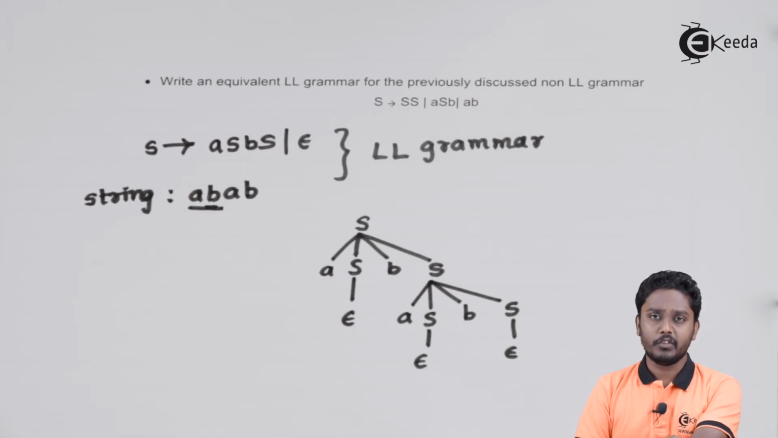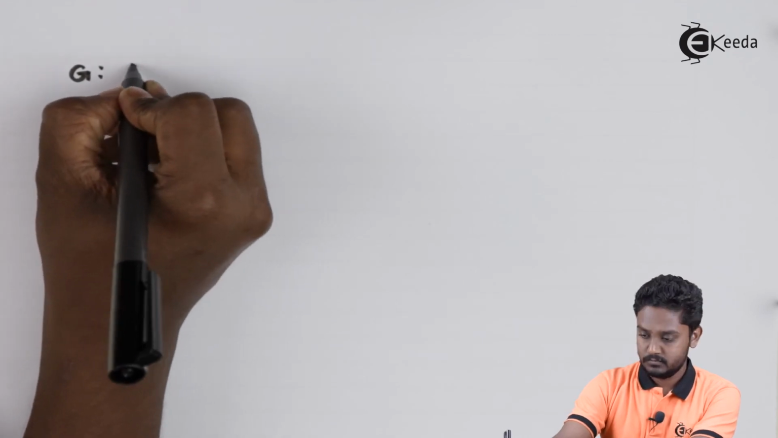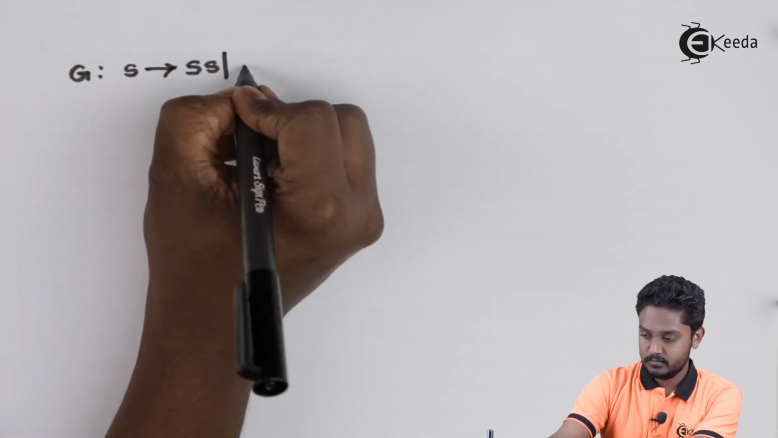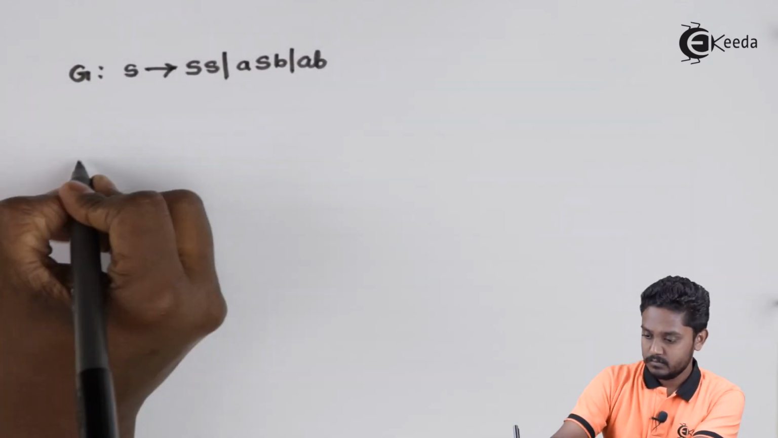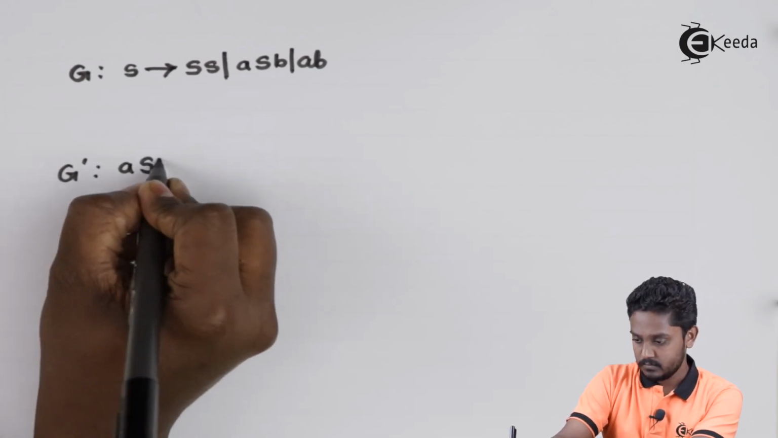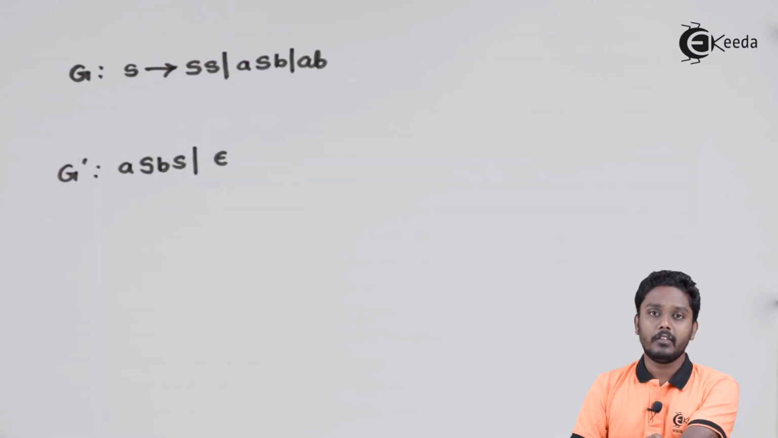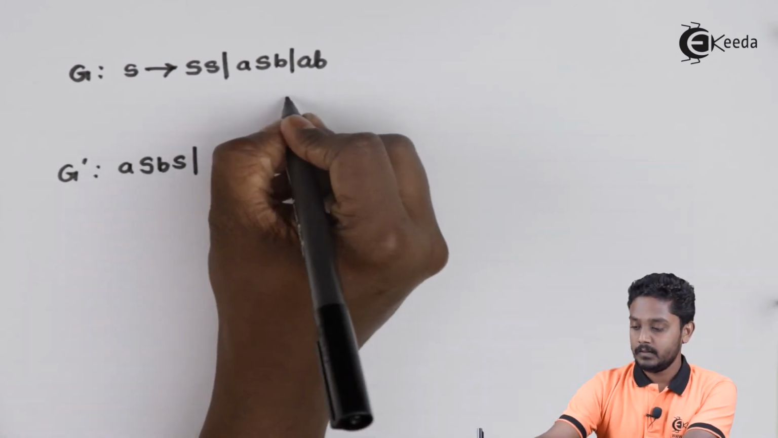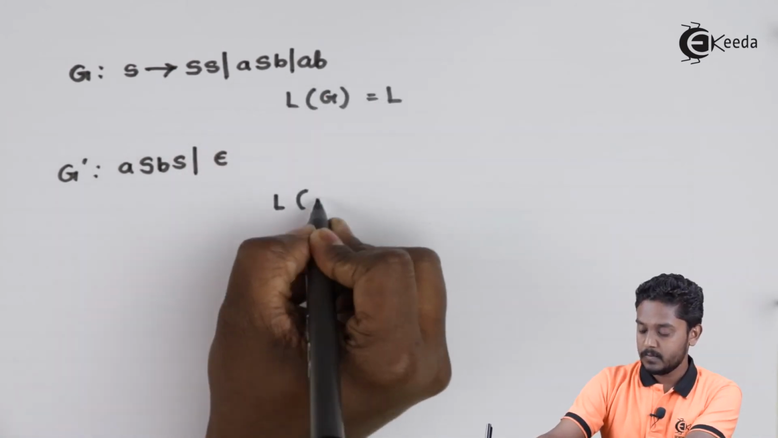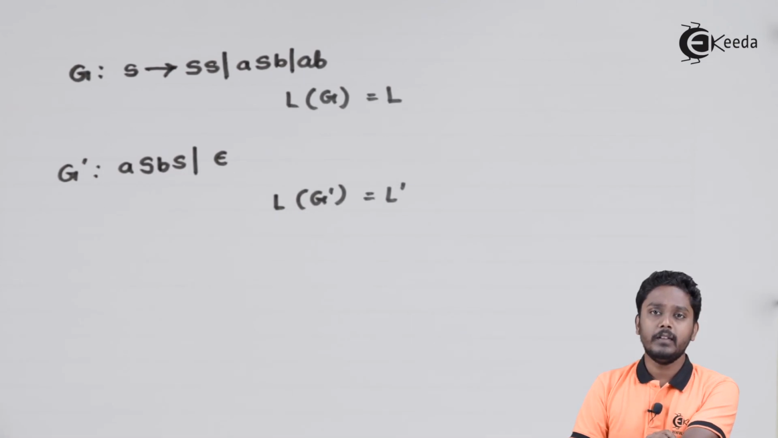Let us say the first grammar that we discussed is G and this grammar is G dash. Let us say the languages generated are L and L dash respectively. You will see that L dash is generating the entire L but one more string, that is epsilon.